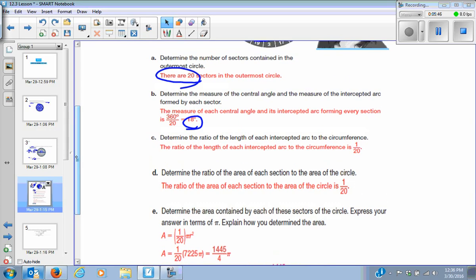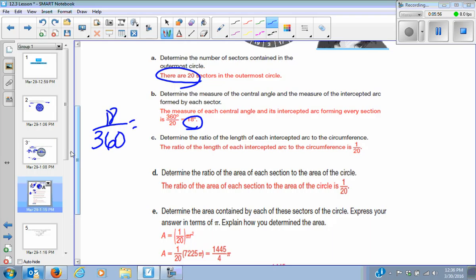Well, that's what we did in that last section. The ratio was 18 over 360, which when you reduce that, turns into 1/20th. Remember how you reduce fractions? I know that 3 is going to go into both of these. 3 goes into 18 6 times, and 3 goes into 360 120 times. 6 goes into 6 one time, and 6 goes into 120 20 times. That's how we reduce it to 1/20th. So it's going to be 1/20th the circumference.